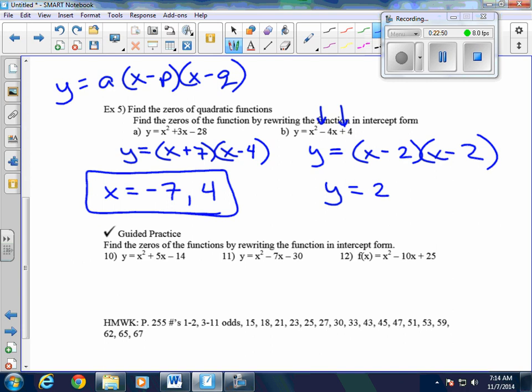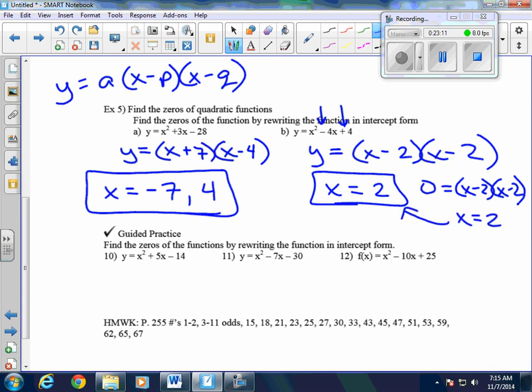So in this case, the zero is at x equals 2. And the same thing, once you have it factored, you could go 0 equals x minus 2 times x minus 2, and set both those equal to 0, and we're going to get x equals 2, like we did over there.